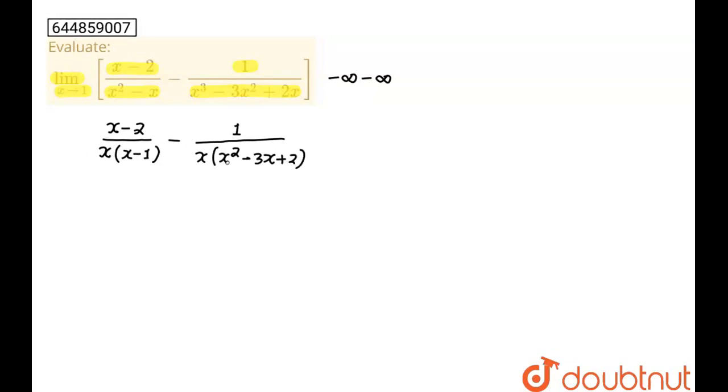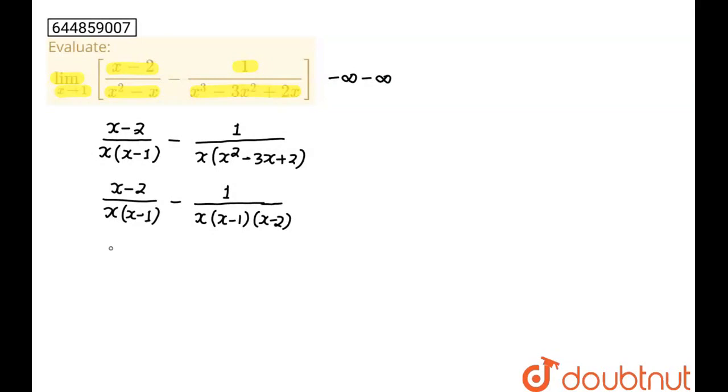Okay, and x square minus 3x plus 2, at x tends to 1 this is 0. So when I will factorize this, this will remain as it is, x minus 2 upon x into x minus 1. See, I am not solving limit now. That's why I haven't written limit. Okay, I am only changing this expression. So this will become minus 1 upon x into, this will become x minus 1 into x minus 2.